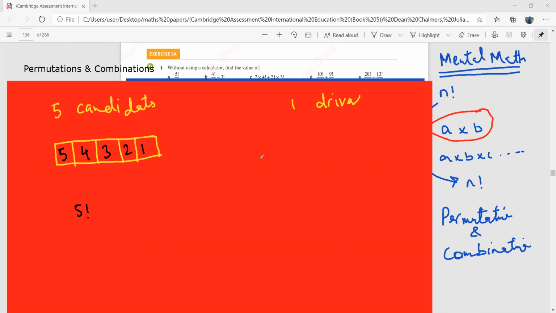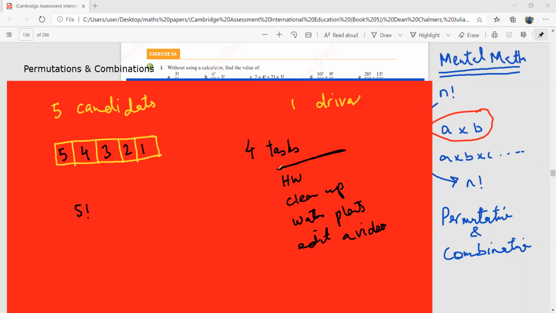Okay. You have, let's say, 4 tasks to be done at home. For example, you have to do your maths assignment. You have to clean up your room. You have to maybe water your plants. And let's say you have to edit a video. Okay, so these are the 4 tasks, and it is up to you which task you do first. So in how many ways can you perform all these 4 different tasks?